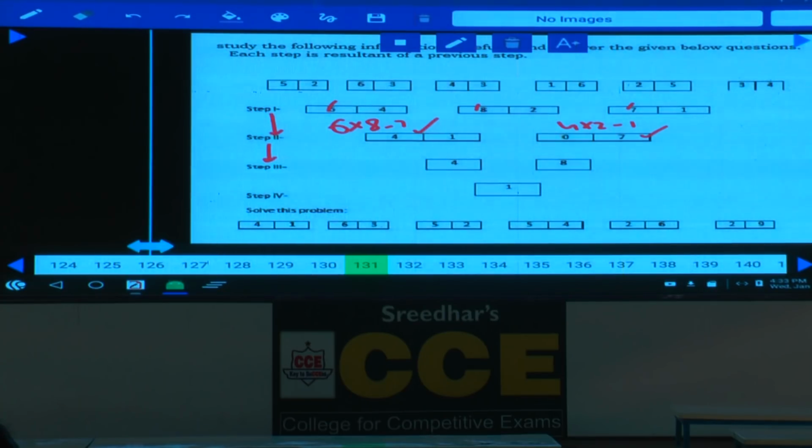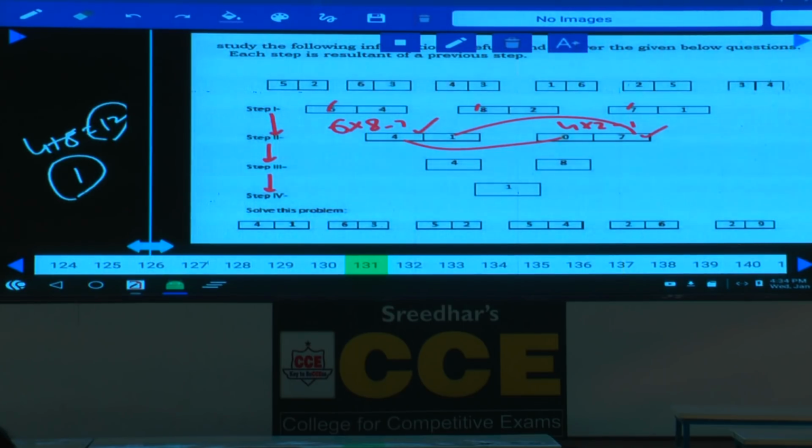Now 4 plus 0, the sum of these two. And 1 plus 7 is 8. That is 4 and 8. This is step 3. Then step 3 to step 4. 4 plus 8 is 12. And in this 12, 2 minus 1 is 1.